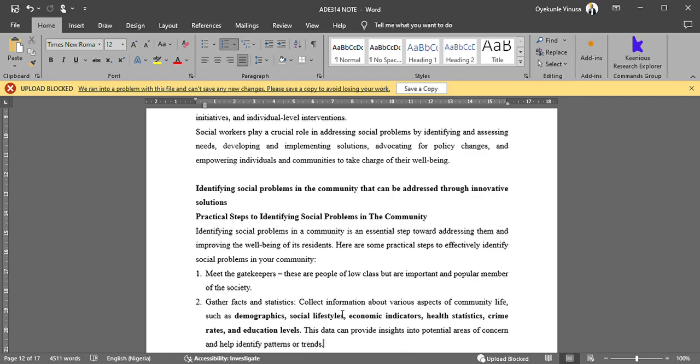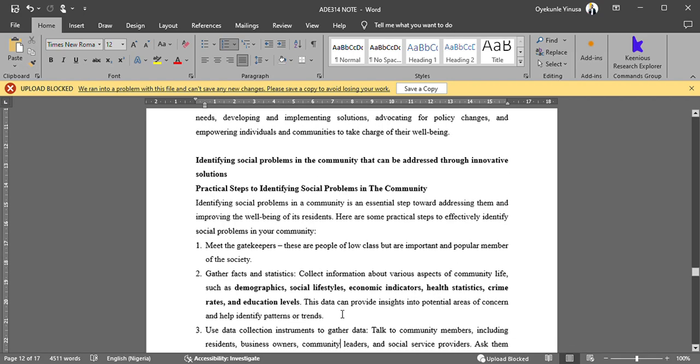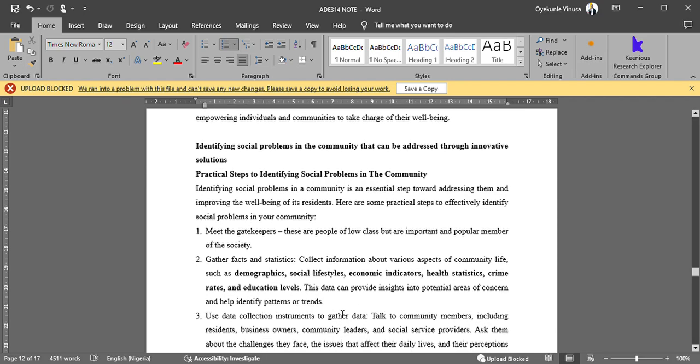Another thing is, when you have done this and you are able to form a relationship with the gatekeepers and some of the decision makers of the community, you need to gather facts and statistics. You have to collect information about the community in terms of the social lifestyle, the demographics, the economic indicators, their health statistics, the crime rate, the education level, and everything that defines that community. You have to gather the facts so that you know where the issues are from, the sources of the issues, so that you know where to tackle them.